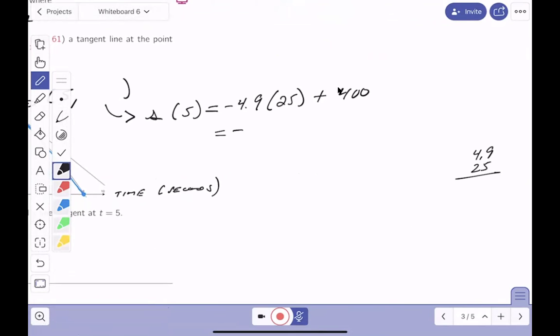Let's see, 5 times 9 is 45. 5 times 4 is 20, 24. Let's see, 2 times 9 is 18. 2 times 4, 8, 9. Let's see, 8 and 4 is 12. All right, so what do I get here?